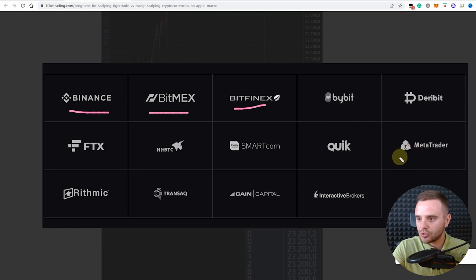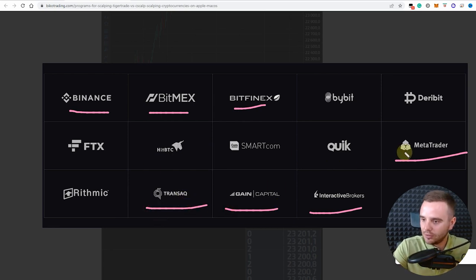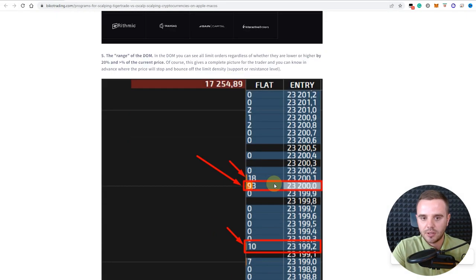Another positive side is access to a lot of platforms compared to CScalp. Have a look: Binance, BitMEX, Bitfinex, also MetaTrader 5, you can connect Interactive Brokers, Gain Capital, Transact. A lot of connections are available on TigerTrade.